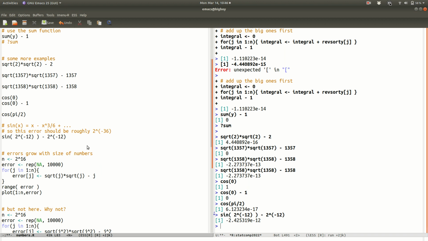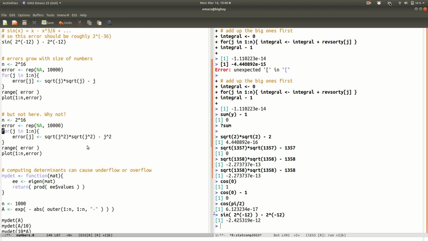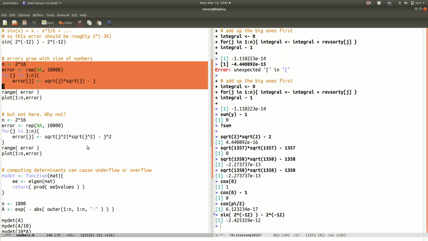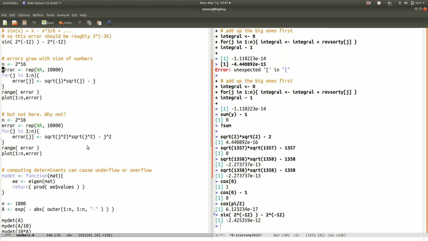Okay, next thing I want to show, just to reiterate this point, is that the errors tend to grow with the size of the numbers. So I'm going to do this same operation. Above we did square root 2 times square root 2 minus 2. But I'm going to do it for a bunch of different values of j, j equals 1 up to 10,000, and I'm going to plot them. Actually, this should say n. And this too.